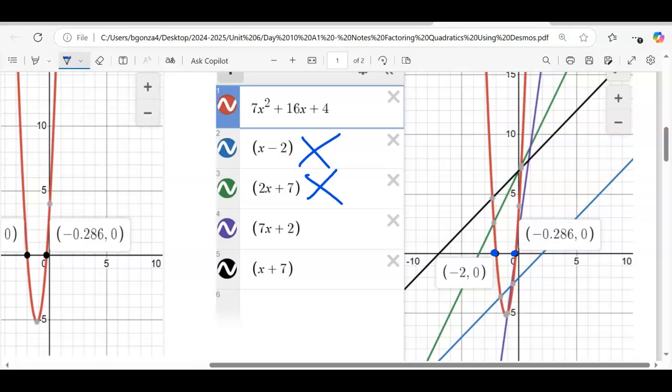Okay, this purple one goes right here. Hey, that one looks like it works, right? This purple one hits right there. Okay, that's going to be it. And the last one, the black one, does not hit at the same x-intercept as the original graph.